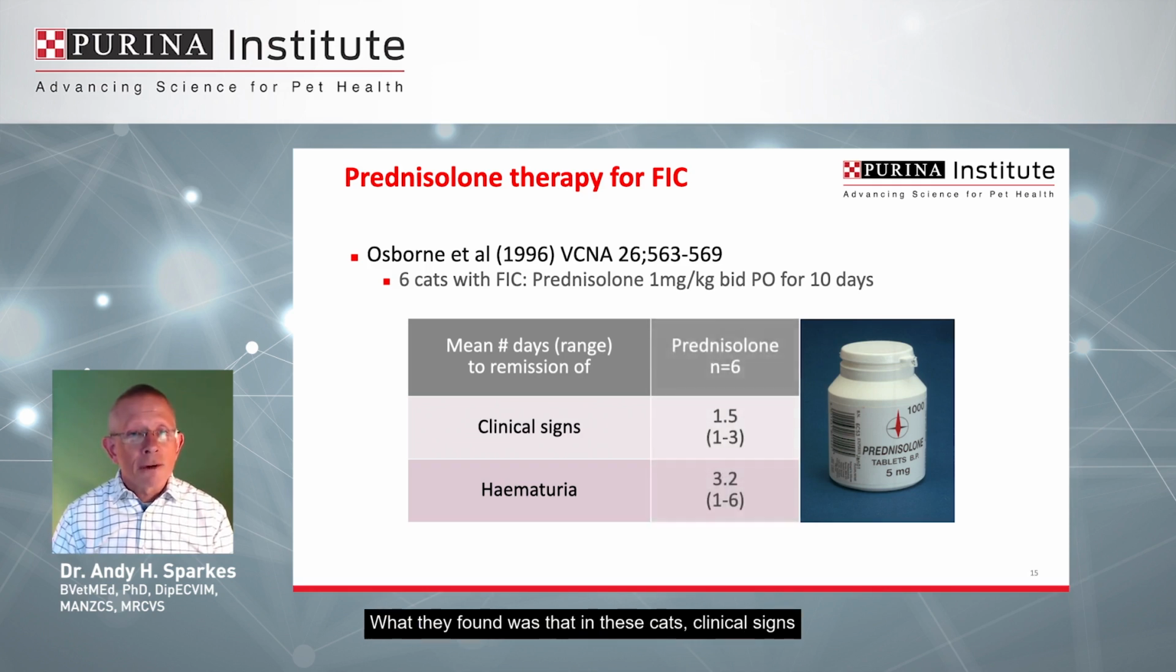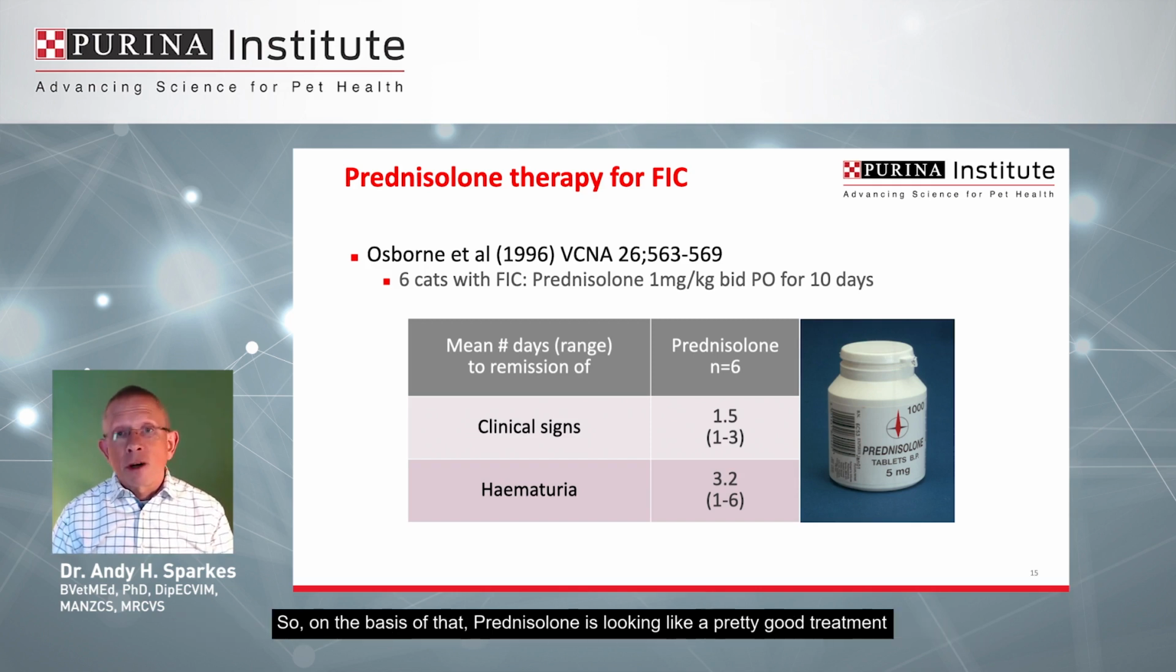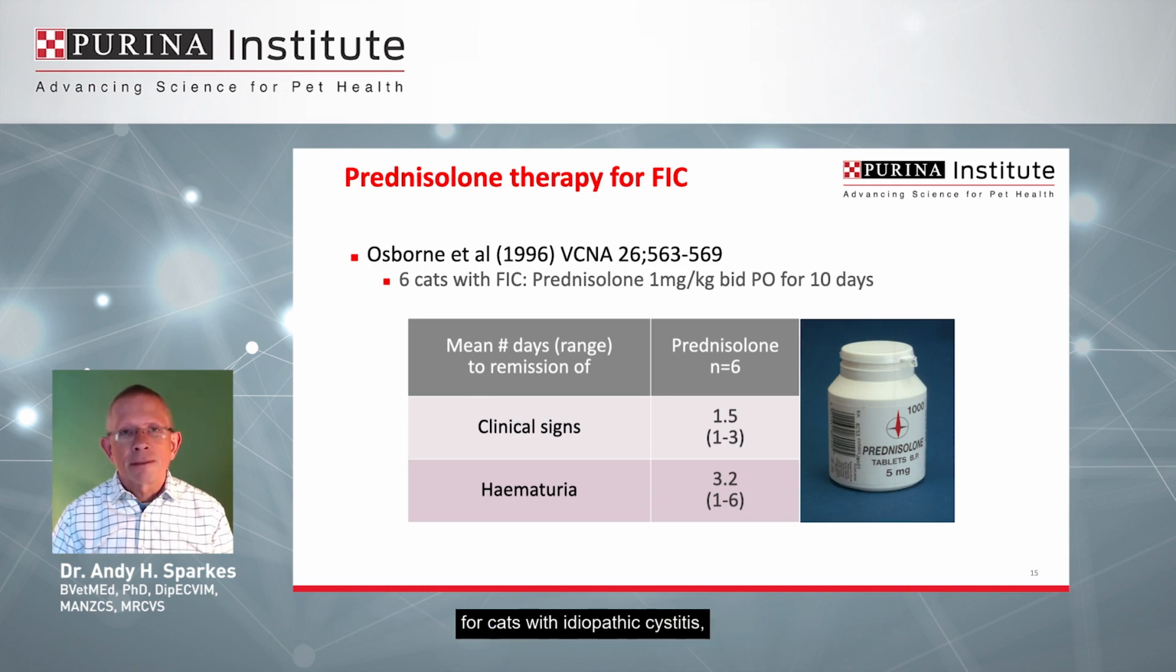What they found was that in these cats, clinical signs on average resolved within a day and a half, between 1 and 3 days, and even microscopic hematuria resolved pretty quickly, on average within 3 days. In all the cats between 1 and 6 days, that hematuria resolved. So on the basis of that, prednisolone is looking like a pretty good treatment for cats with idiopathic cystitis.